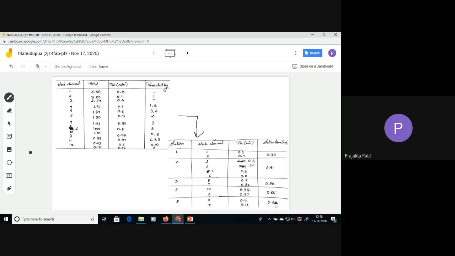So first let me start with the first work allotment. Of course, I will allot this because the precedence is taken care of, and this TK value is less than the TS value, right? So first I will mark work element 1, and the TK value allotted is 0.2. So this is marked. Still I have scope of assigning other work elements at station 1 because it has not exceeded my TS value of 1 minute.